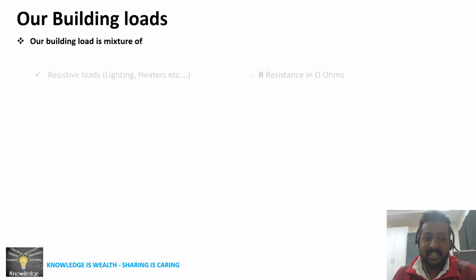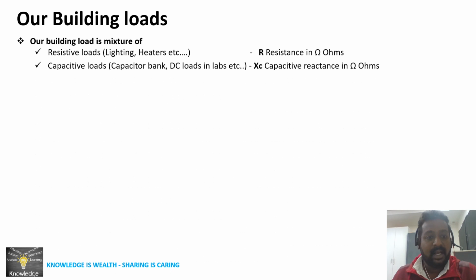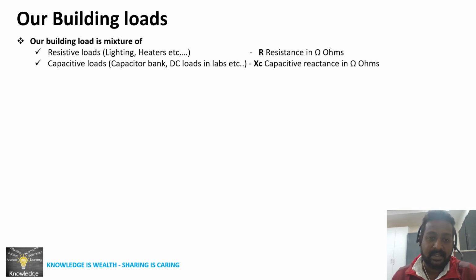It contains resistive load like heating, lighting, heaters, etc. Resistance is denoted by R, and its unit is ohms. And we have capacitor loads as well, our capacitor banks, and some of the DC loads in labs. So that also contains capacitive loads, which we express as XC, capacitive reactance. The unit is again ohm.